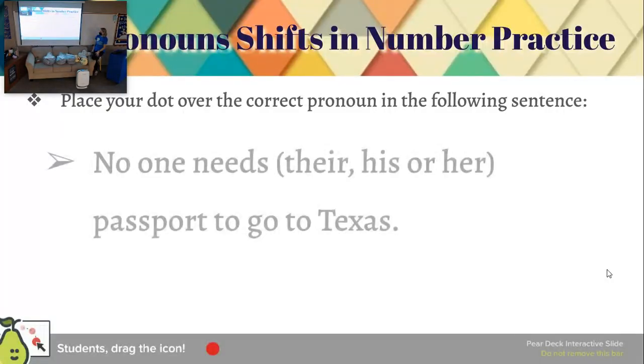Okay, let's do some practice now. You just need to drag your dot over the correct pronoun. Get your notes, think it through. Figure out what word in this sentence the pronoun is referring to, and then make sure that whatever word it's referring to, if it's singular, you choose the singular pronoun. If it's plural, you choose the plural pronoun.